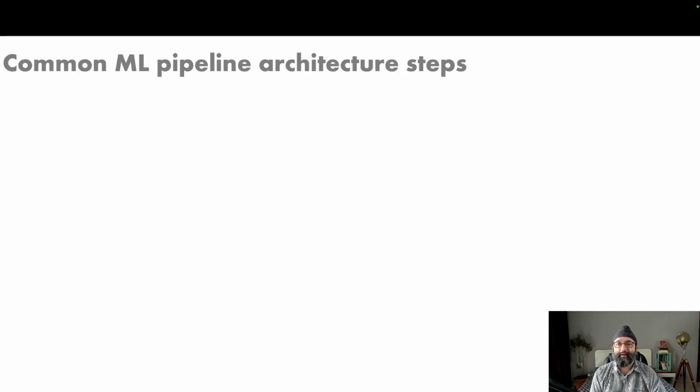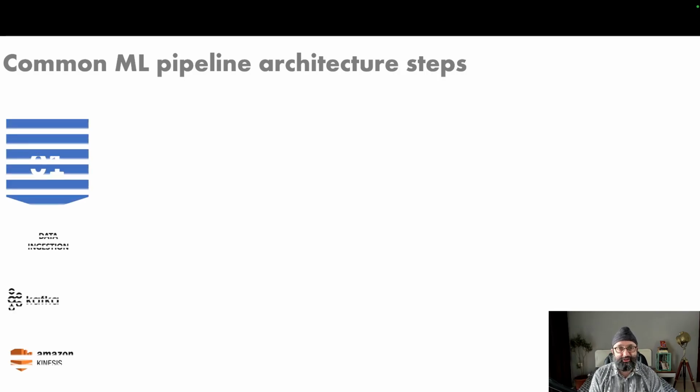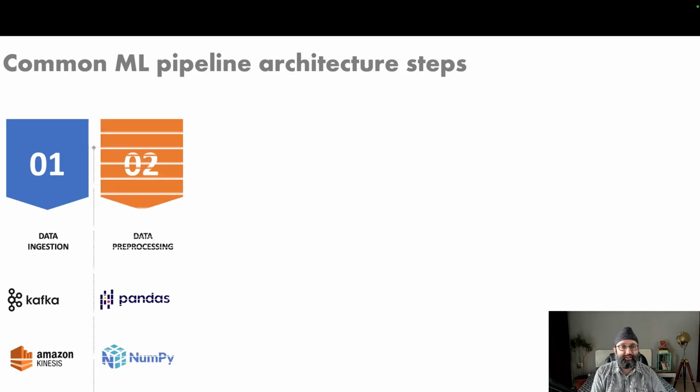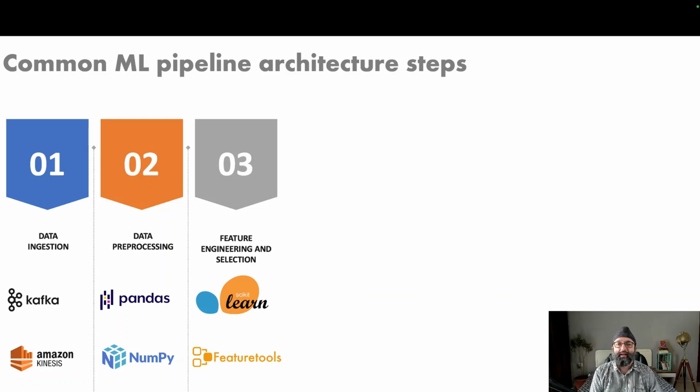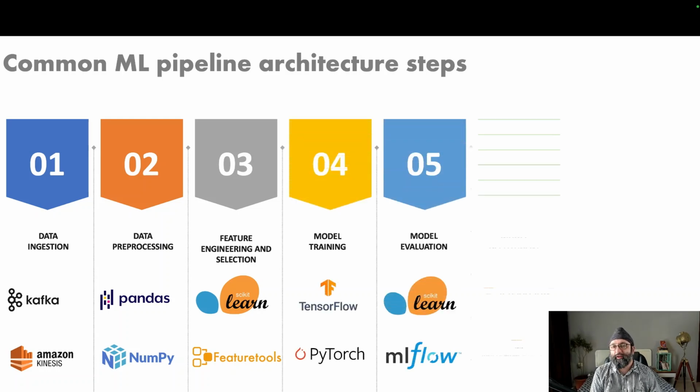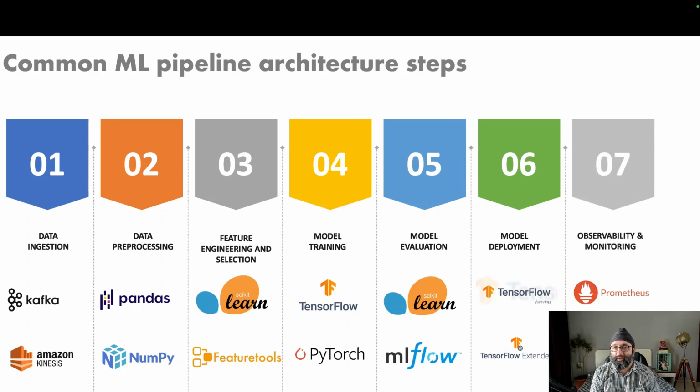Now, common ML pipeline architecture steps. So I'm giving out various tools in data ingestion, in data pre-processing, data engineering. How do you train the model? How do you evaluate the model? How do you deploy the model? And in observability, I have given out certain common tools which exist out there, right? These are coming from my experience.